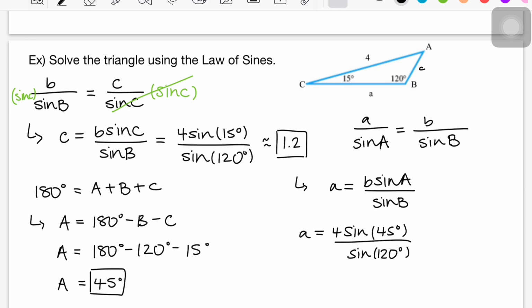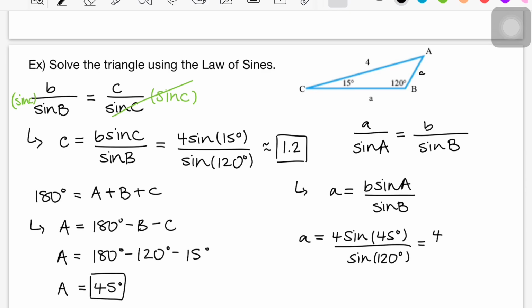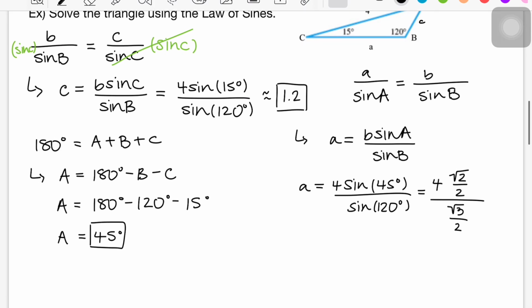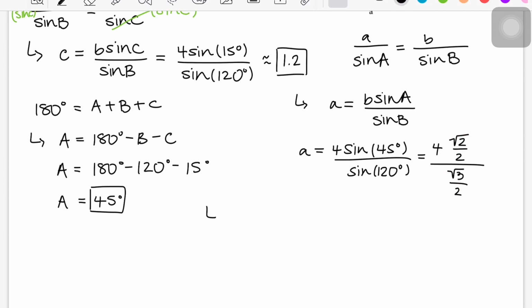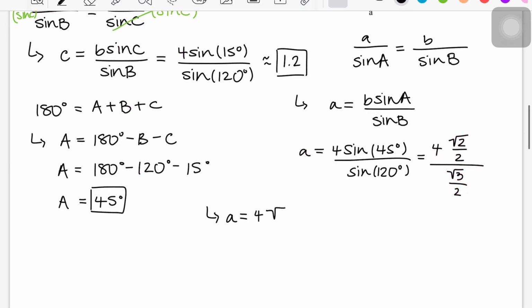Now, referring to our unit circle, we know that sine of 45 degrees is going to be the square root of 2 over 2, and sine of 120 is going to be the square root of 3 over 2. So what we'll do is we'll simplify this here. Since we have this divided by this, it is the same thing as this guy multiplied by the reciprocal of this guy here. So we have 4 times square root 2 over 2 times 2 over square root 3. These guys will cancel here, and so we're just left with 4 square root 2 over 3.